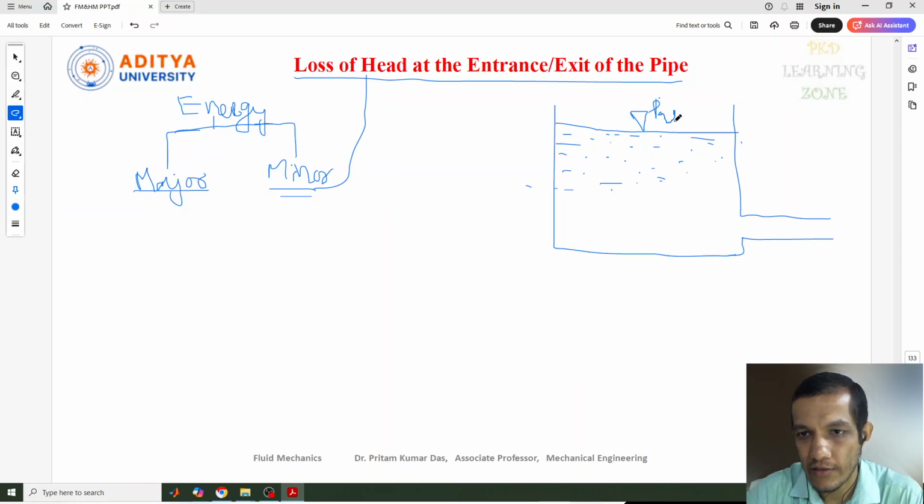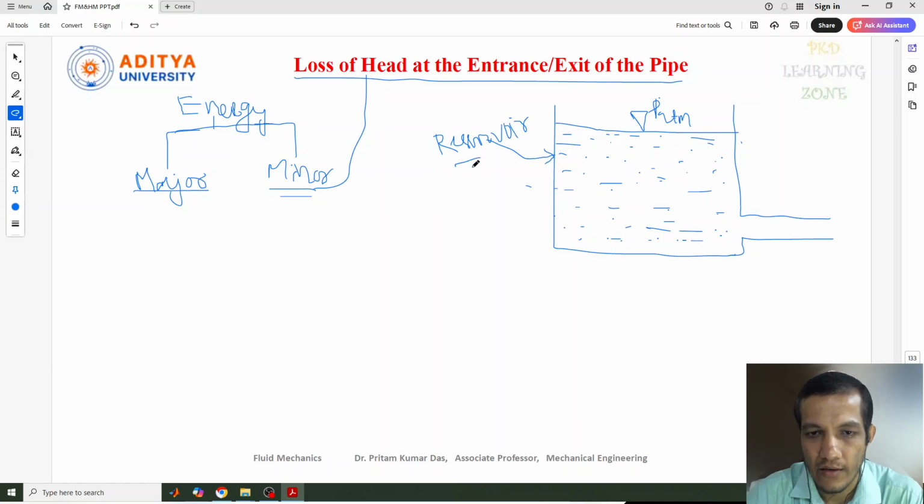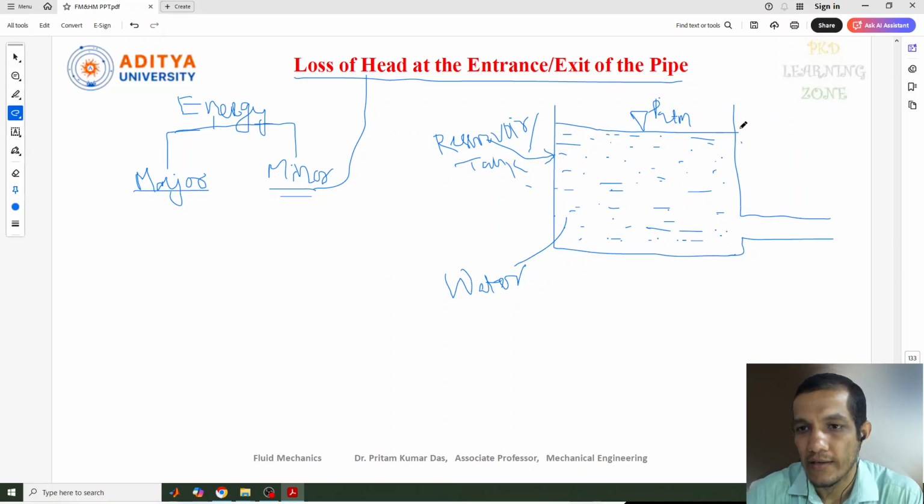Here we can see this is P atmospheric, and the liquid which is present, let's consider this is water. Now, this is the reservoir, or we can say a big tank, reservoir or tank, and the liquid which is present inside this, let's take that as water. And this is nothing but the pipe through which the water is supposed to be supplied from this container to different places.